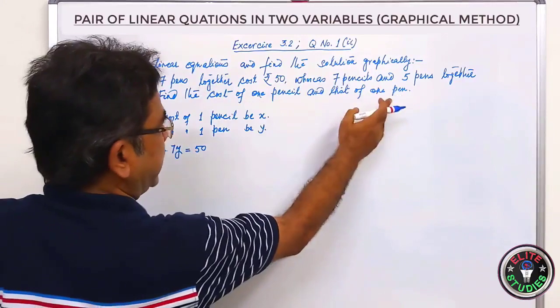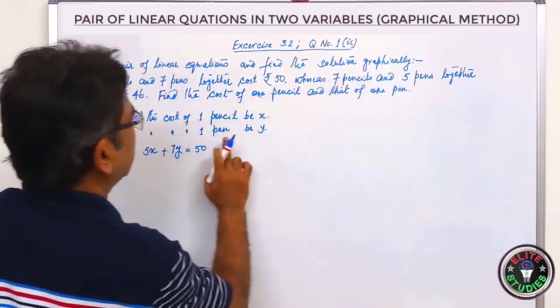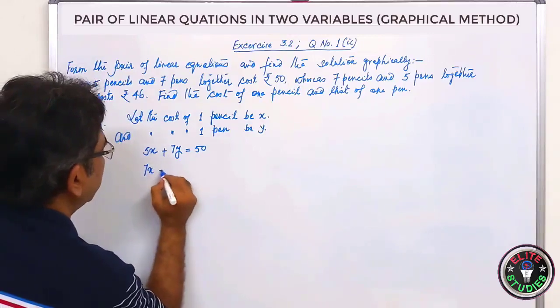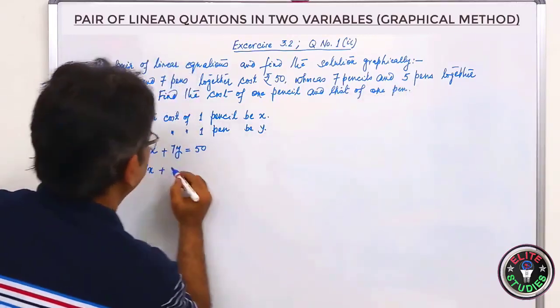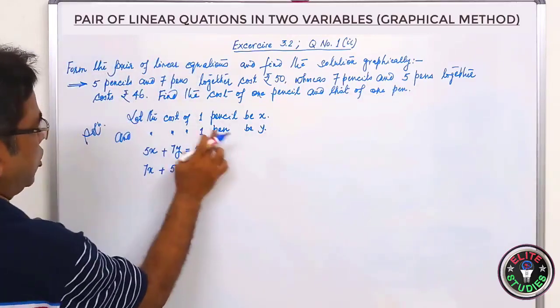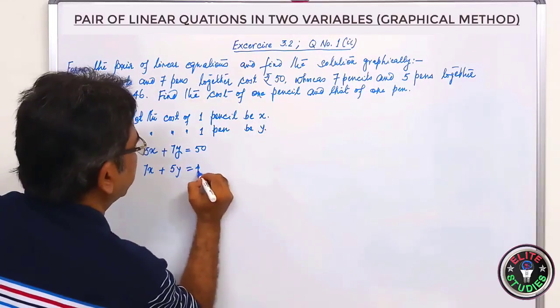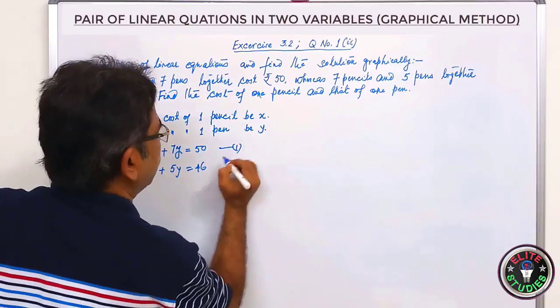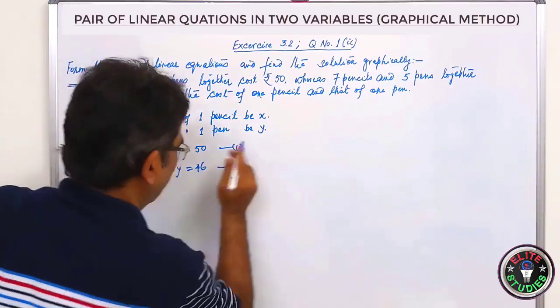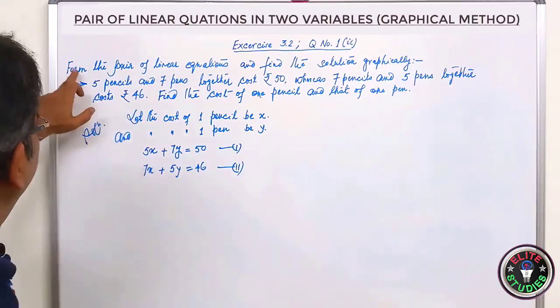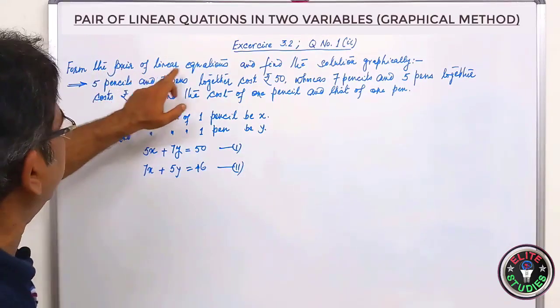Similarly, in the second condition, 7 pencils: 1 pencil is X, so the cost of 7 pencils will be 7X. And 5 pens: cost of 1 pen is Y, so 5 pens will be 5Y. And together it gives 46. So this is equation 1 and this is equation 2. So we have framed the two equations. Form the pair of linear equations.